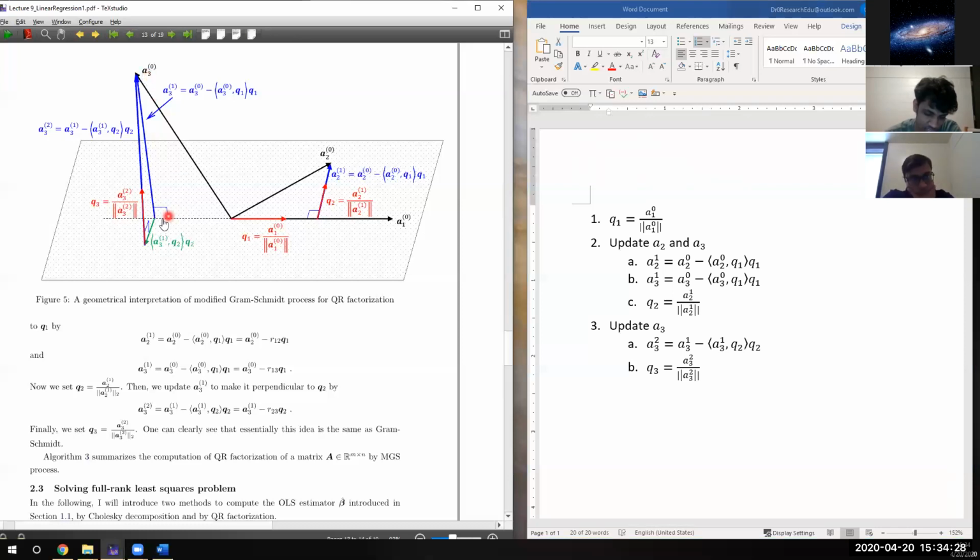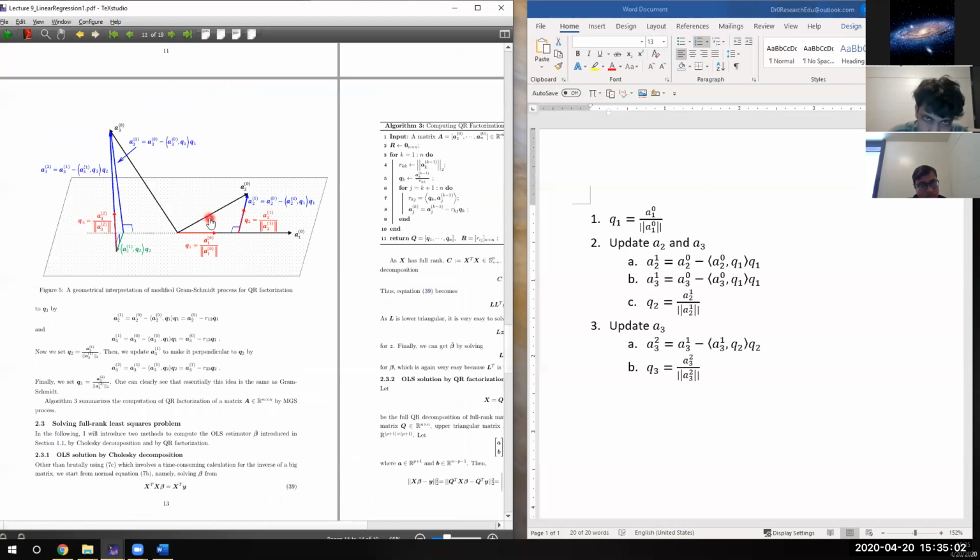And then in the second iteration, we update A3 again. We use this one minus its shadow onto Q2, which is this. And I finally have this, which is A3 2, I should say. Then use A3 2 divided by its norm, I get a unit Q3. Okay, so that is the way we do the modified Gram-Schmidt method.